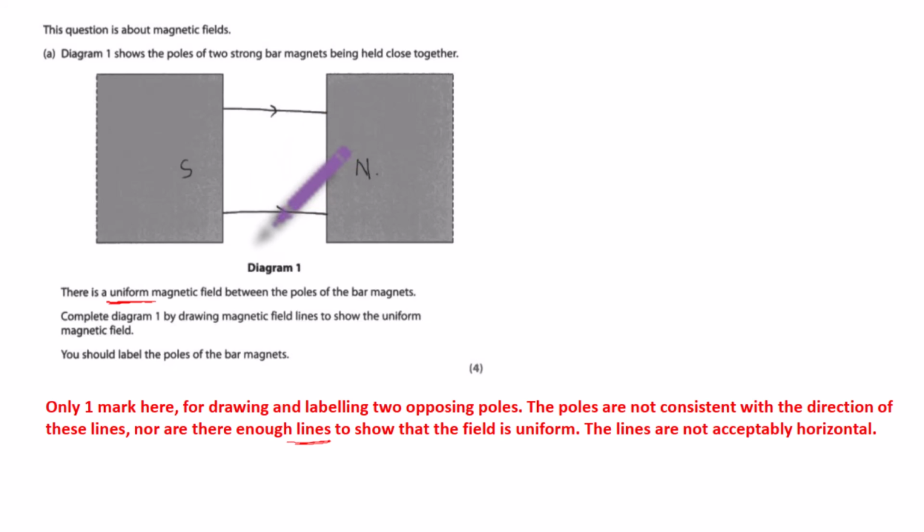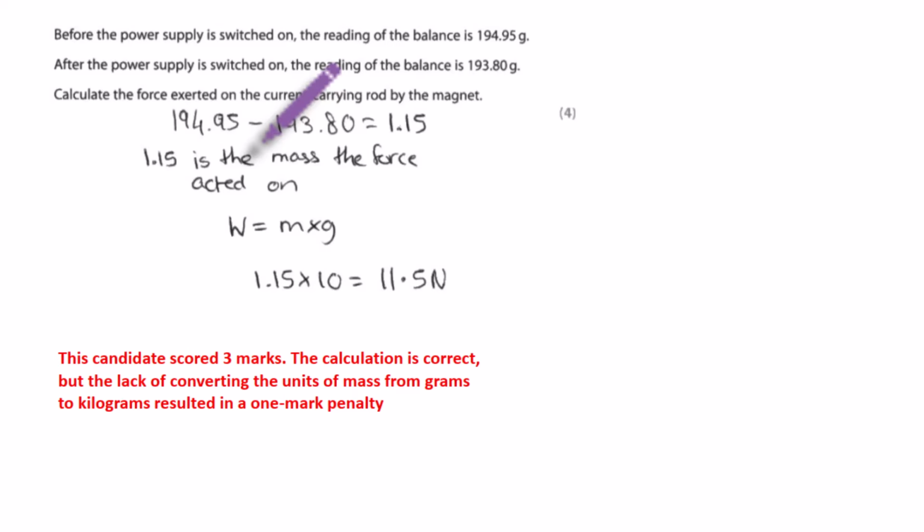So that's why you have to give at least 3 lines. The lines are not acceptably horizontal because they are not drawn with a ruler. Always draw field lines with rulers when it comes to a uniform magnetic field, of course.